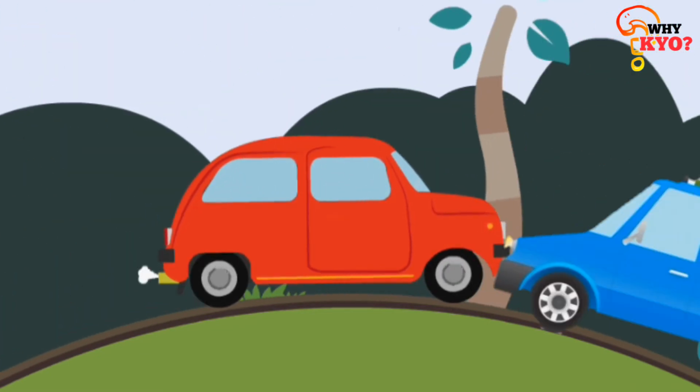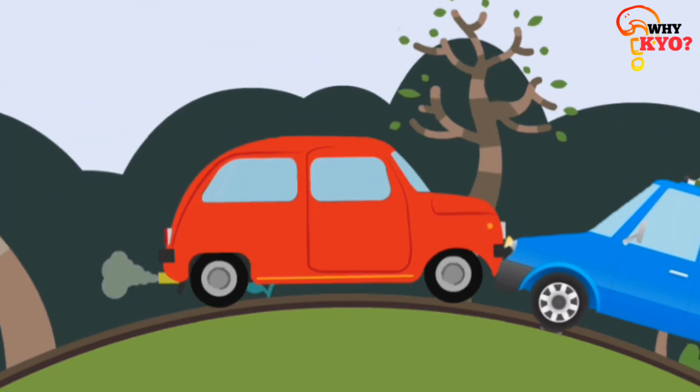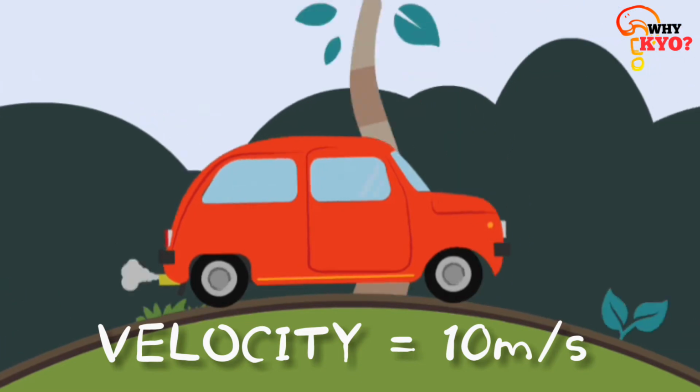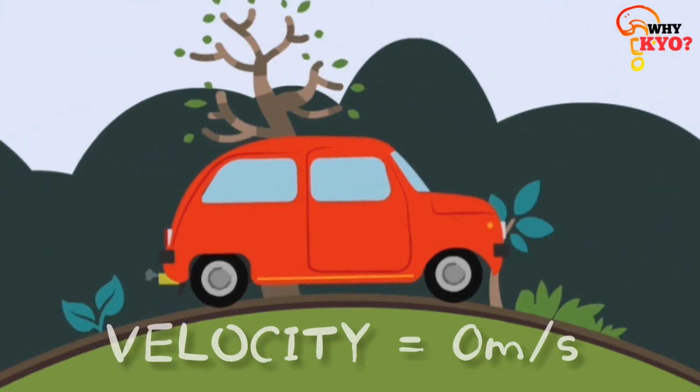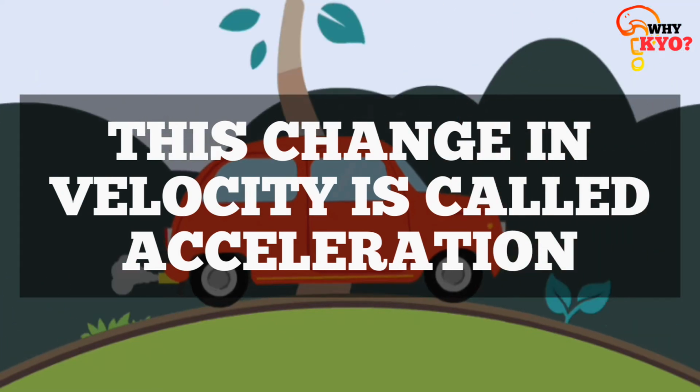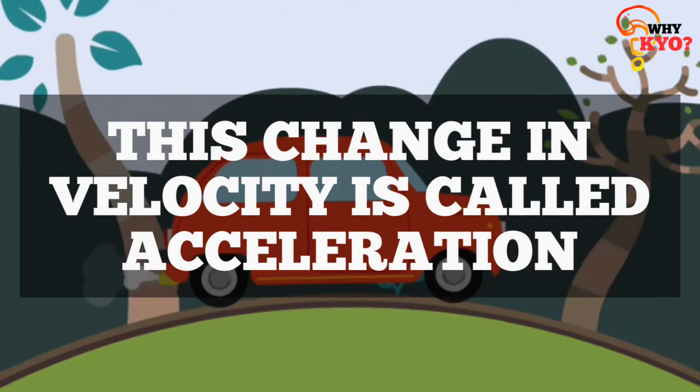Suddenly a car comes in front of you, and you brake your car. Say you were traveling with a velocity of 10 meters per second, and when you applied the brake it came to 0 meters per second. It means the velocity changes from 10 to 0 meters per second. So this change in velocity is called acceleration.